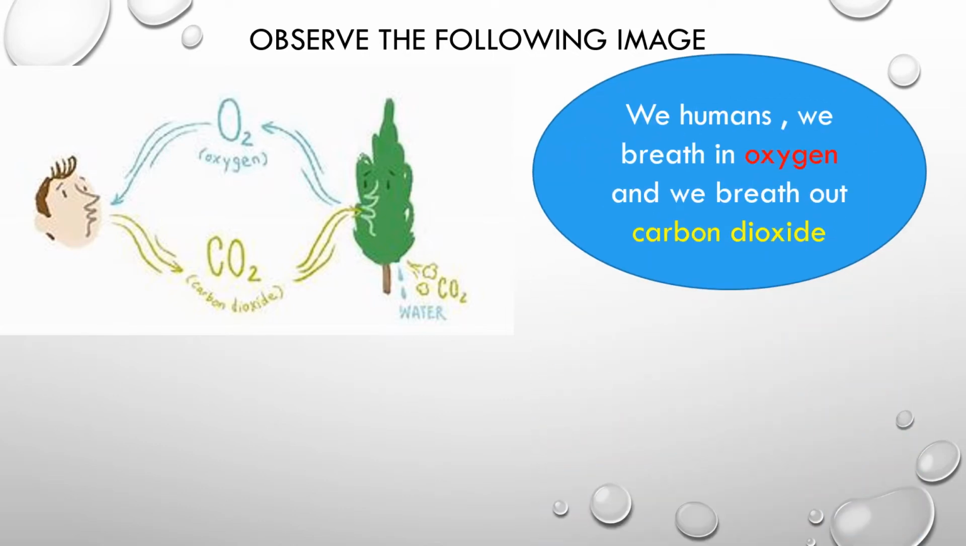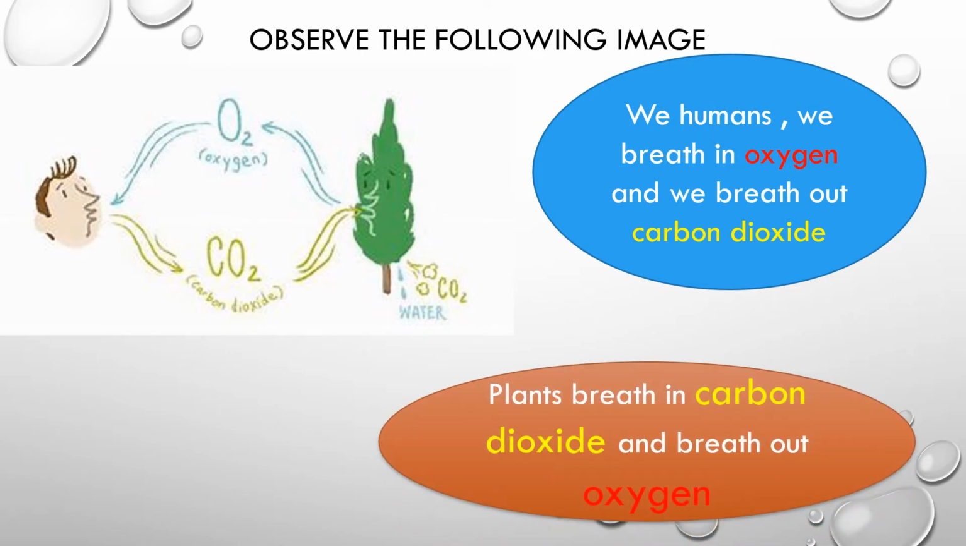Excellent. So humans breathe in oxygen and they breathe out carbon dioxide. But plants, they breathe in carbon dioxide and they breathe out oxygen. So it's the opposite. Humans take oxygen and they give carbon dioxide. However, plants take carbon dioxide and they give oxygen.